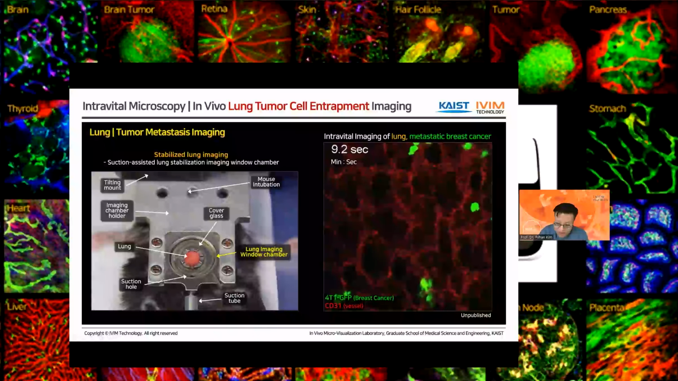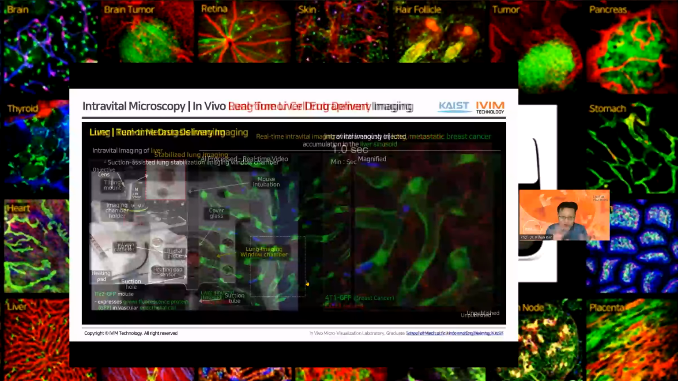In this particular example, we label the vessel by injecting an anti-CD31 antibody conjugate to label the endothelial cells. And then we intravenously inject the 4T1 GFP breast cancer cells. And then we can see how the circulating breast cancer cells get trapped in the capillary in the lung of the live mouse model, as you can see here. This is what you can expect by using real-time intravital microscope in the live mouse model.